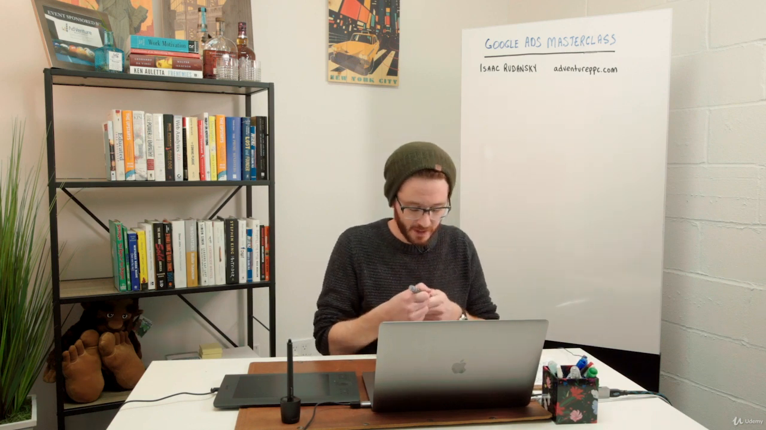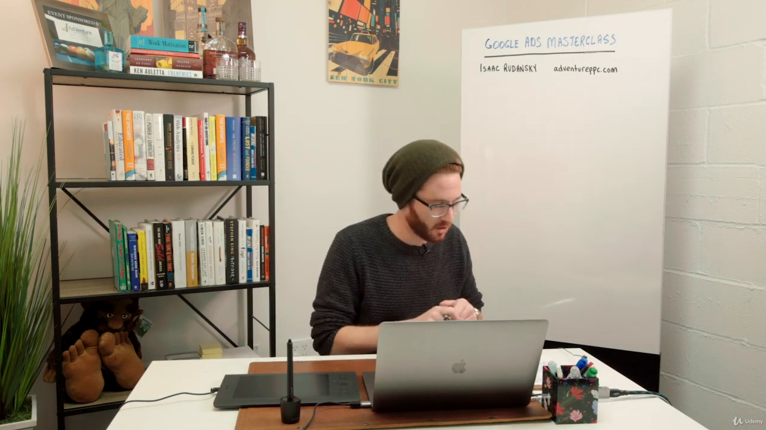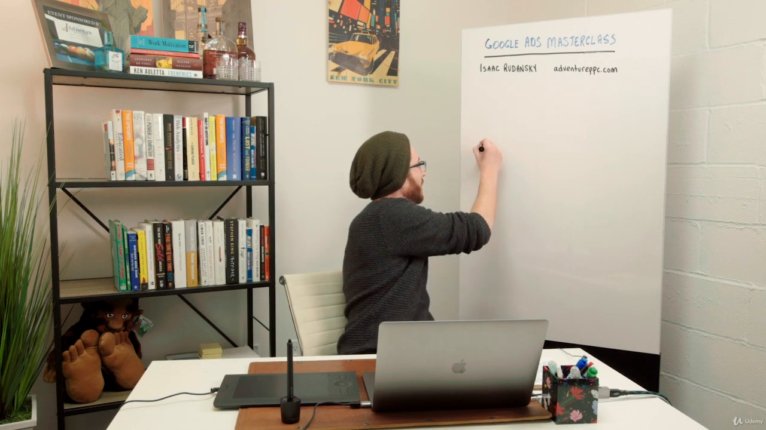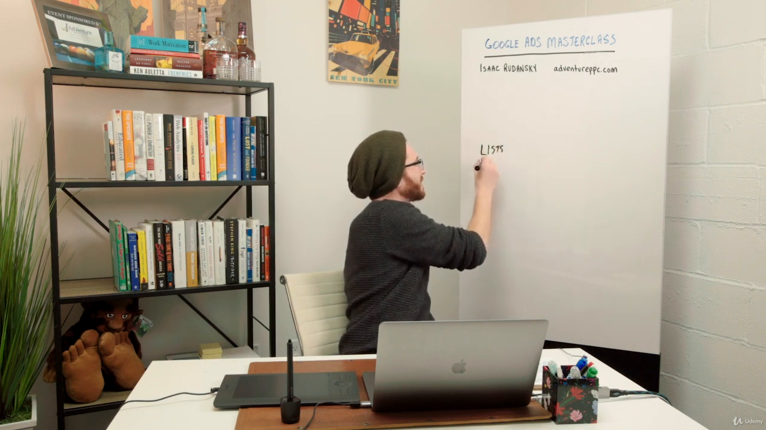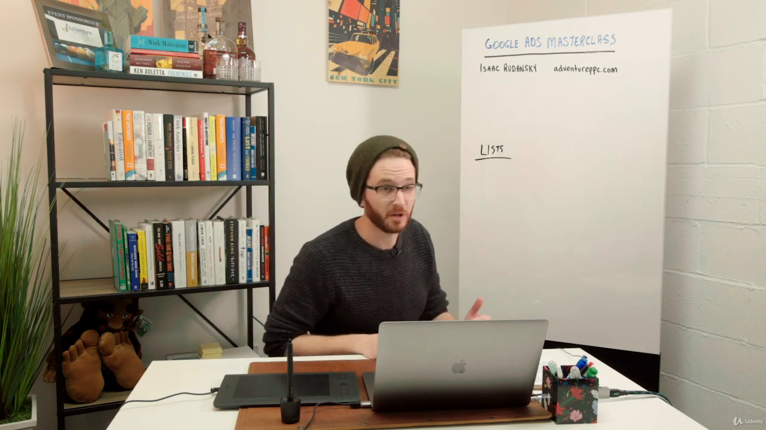Now, negative keyword lists are not a new concept, they're just a new way of implementing negative keywords. And the point of lists is to create collections of negative keywords that you want to reuse for multiple campaigns, so you don't have to keep adding the same negative keywords to campaign to campaign to campaign.